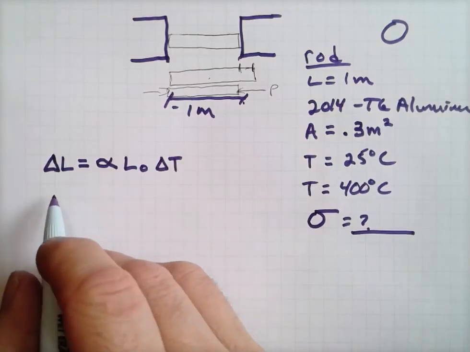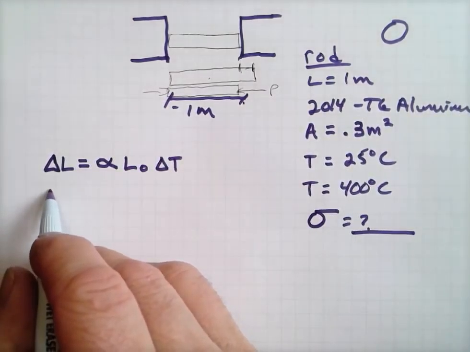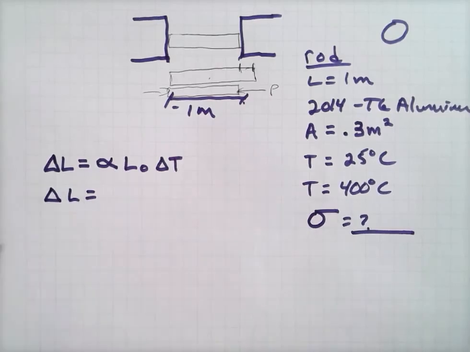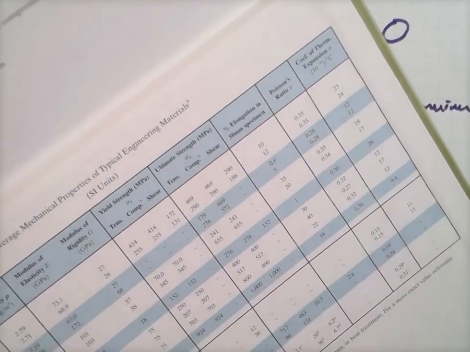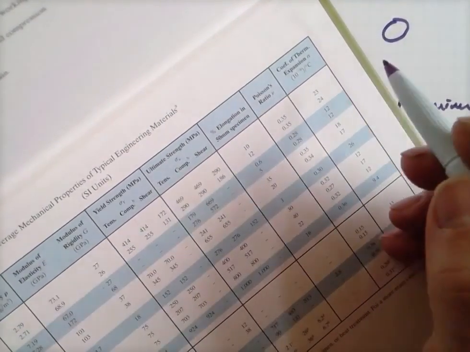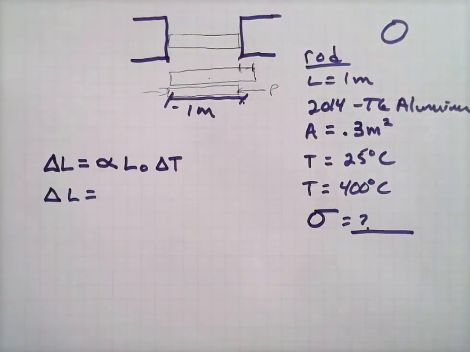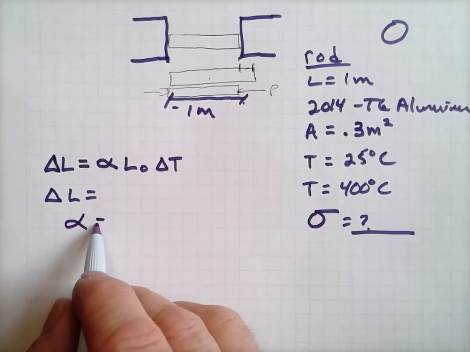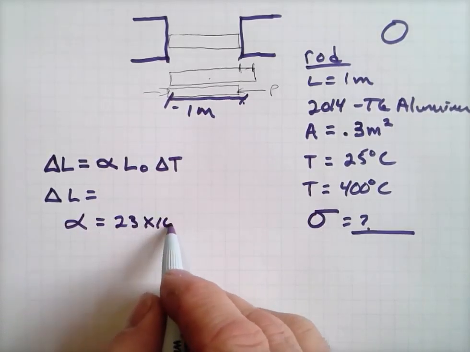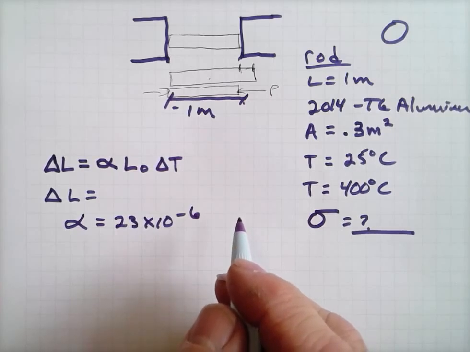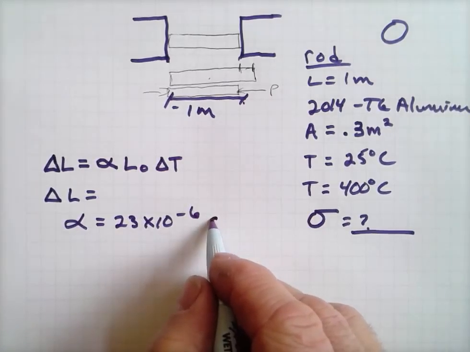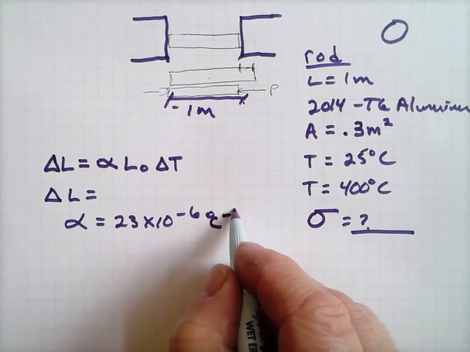So here we go. Let's find out how much longer it wanted to get. Delta L equals, now where are we going to find the coefficient of thermal expansion? It's in the back of the book. The very back cover, where it lists all the materials, the last column is coefficient of thermal expansion. 2014 T6 has a coefficient of thermal expansion of 23 times 10 to the minus 6th, with units of degrees Celsius to the minus 1.